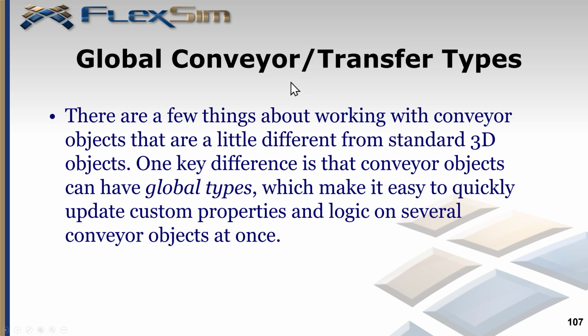In general, the process for using conveyor object types is as follows. Create a global type. Using the toolbox, we can create a new global type, set its logic or properties, and give it a name. Then we set a conveyor's type. In Quick Properties or the Object Properties window, we assign a conveyor object to one of the global types we created. The same applies for transfer types.